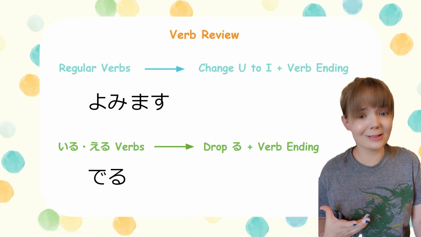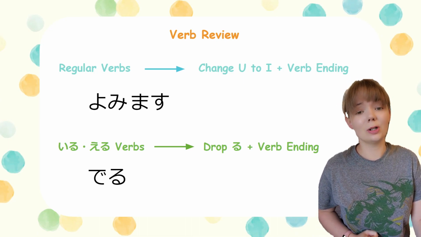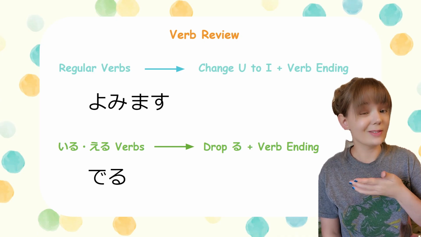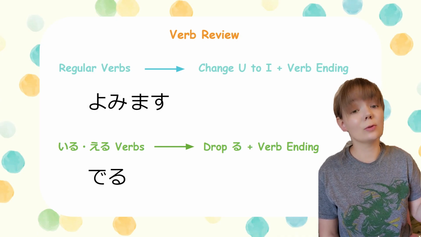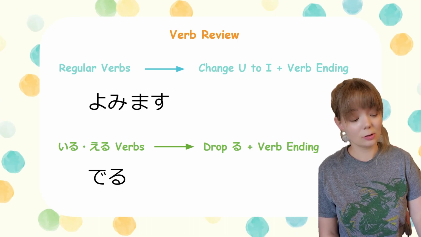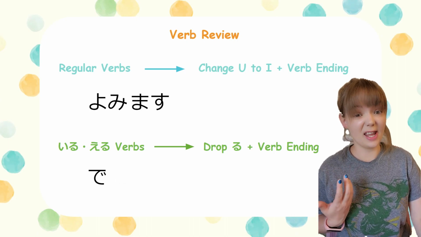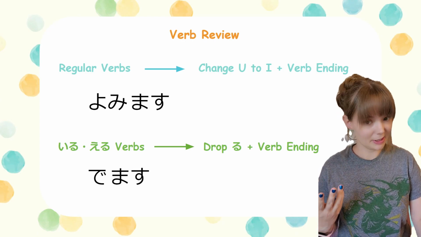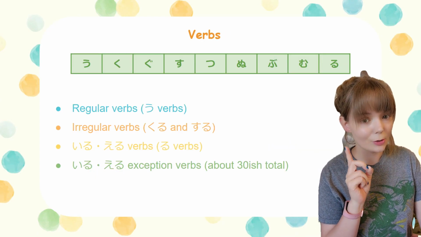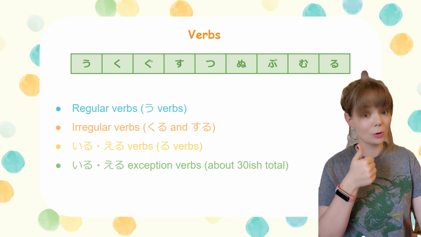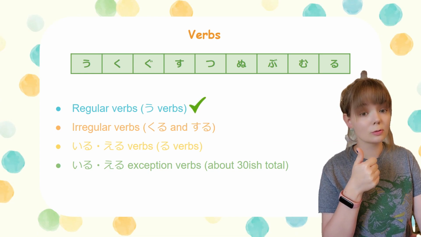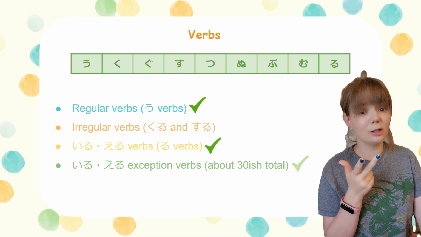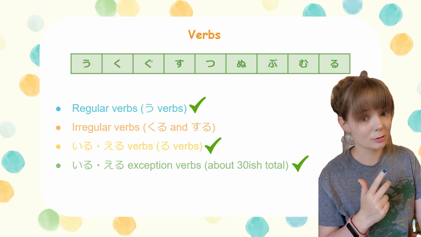Then last time you learned iru, eru verbs. These are the easiest ones. All you have to do is drop the ru and then add your new ending. Here I have deru, which means to leave or to exit. Drop the ru, we just have de. Then we can add our verb ending, demasu. Easy peasy. So far, you have learned about regular verbs, iru, eru verbs, and iru, eru exception verbs.